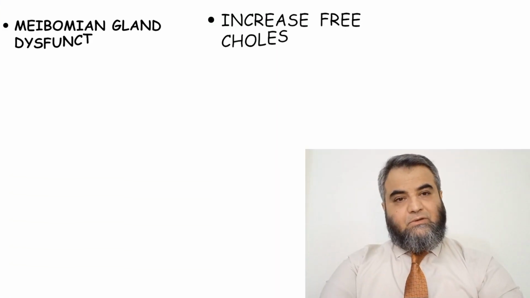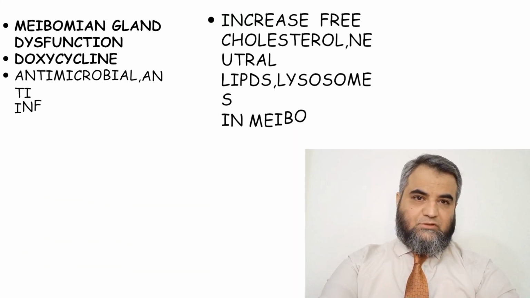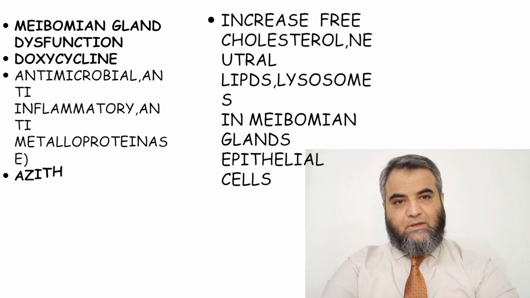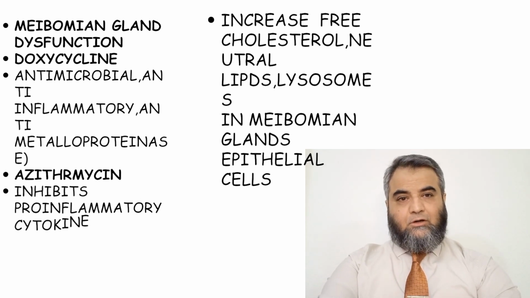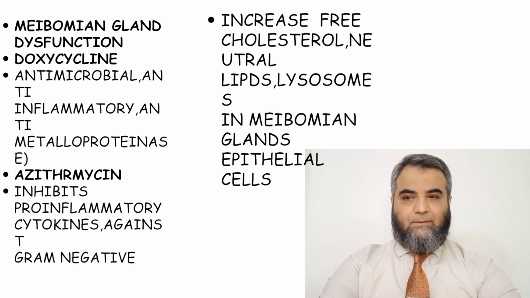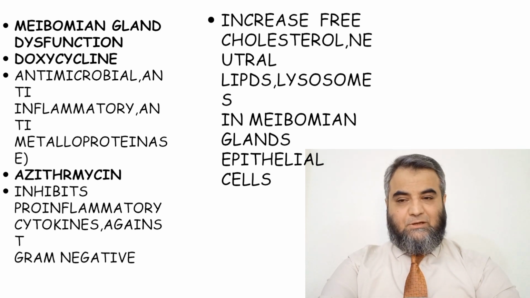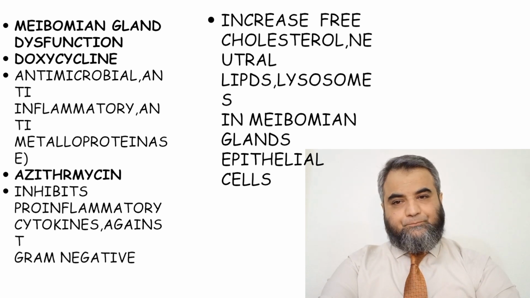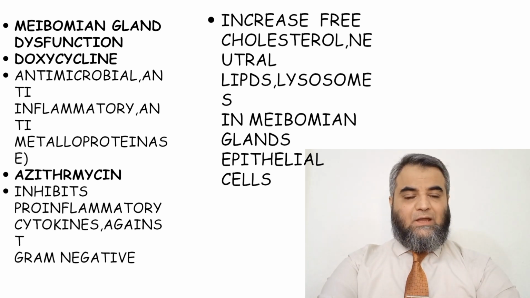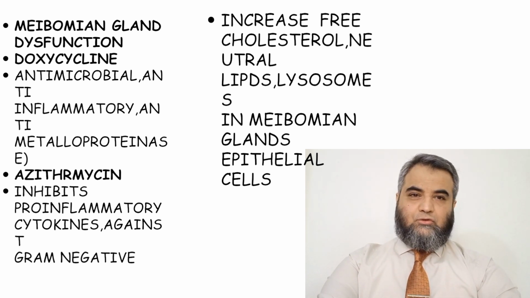About the oral medication, we have two types of antibiotics. One is doxycycline and the other is erythromycin. They both have their own advantages. Doxycycline is anti-inflammatory, antimicrobial, and antimetalloproteinase. If you talk about erythromycin, it is very good against gram-negative bacteria, and it inhibits the pro-inflammatory cytokines. It also increases free cholesterol, neutral lipids, and lysozymes in the meibomian gland epithelial cells. So these both are available, which can be taken orally.